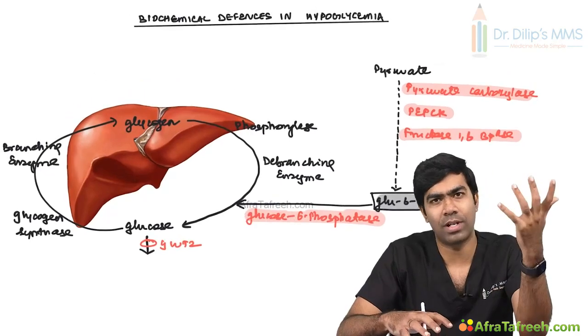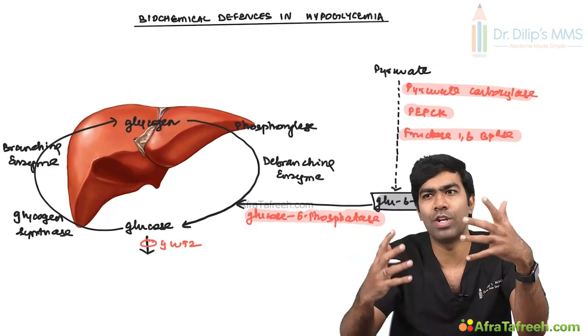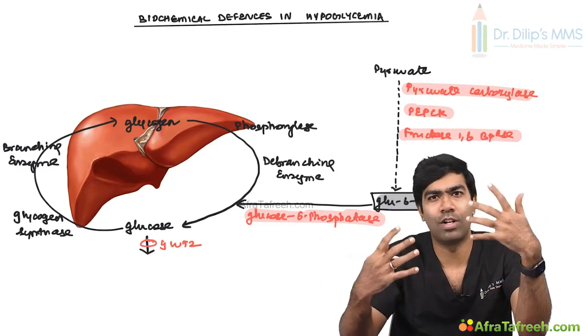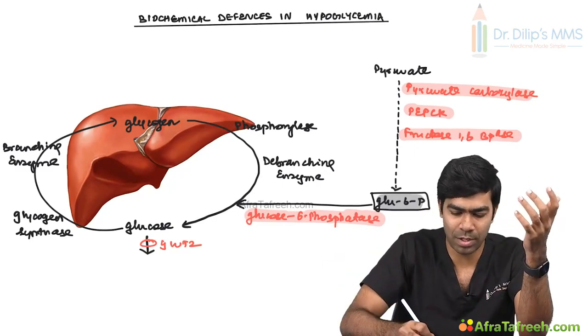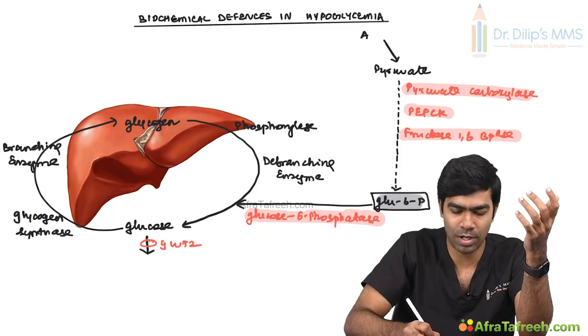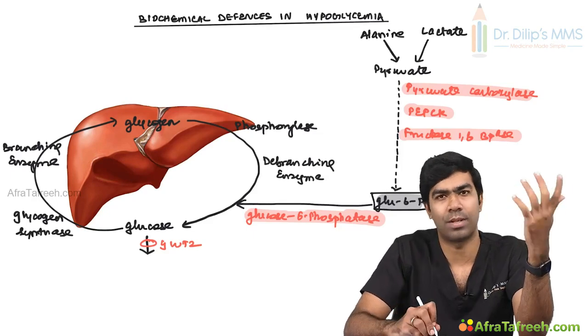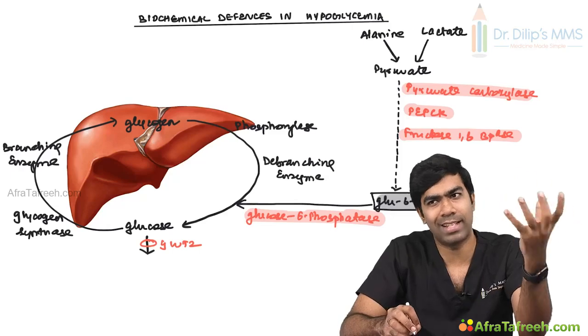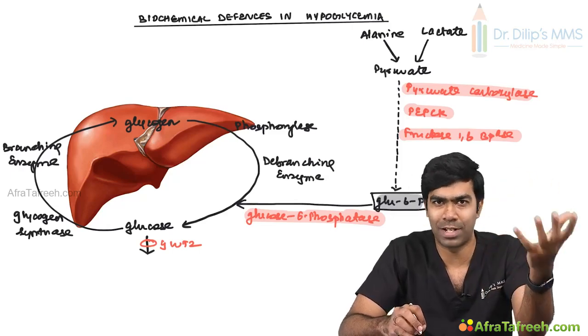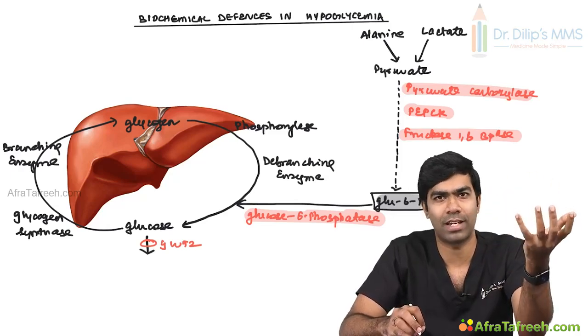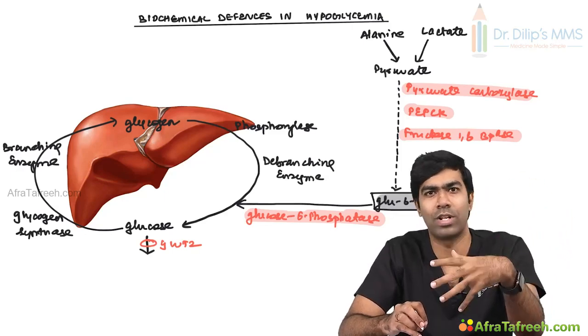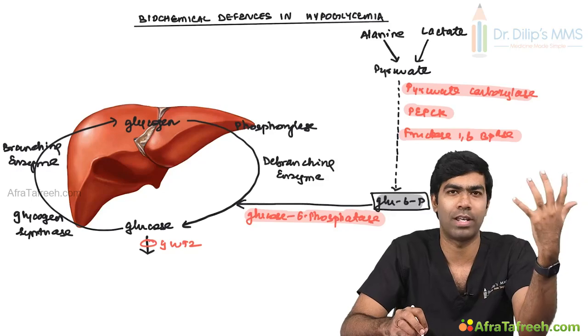And where does the pyruvate come from? Pyruvate comes from certain gluconeogenic substrates. So what are the gluconeogenic substrates? Of course, amino acids are gluconeogenic substrates. Most often, they end up as alanine. And lactate is also a gluconeogenic substrate. Of course, the amino acids as well as the lactate are going to come from the muscles through two different cycles. We know that the Cahill cycle and the Cori cycle are there, which I have described already in the basics video section itself.